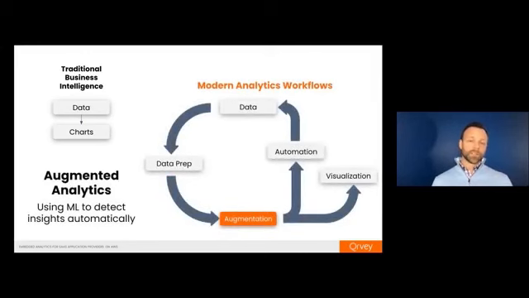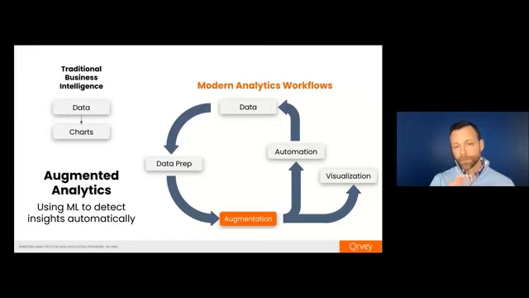Well, now we're really giving rise to this augmented analytics, this whole idea that you can use machine learning to detect insights automatically. And I don't think that the dashboard is dead, personally. I think there's always going to be a visualization component to it. There's always a very clean, accessible way of looking at aggregated data in a visual format, right? But this idea of augmentation opens up a new lane.